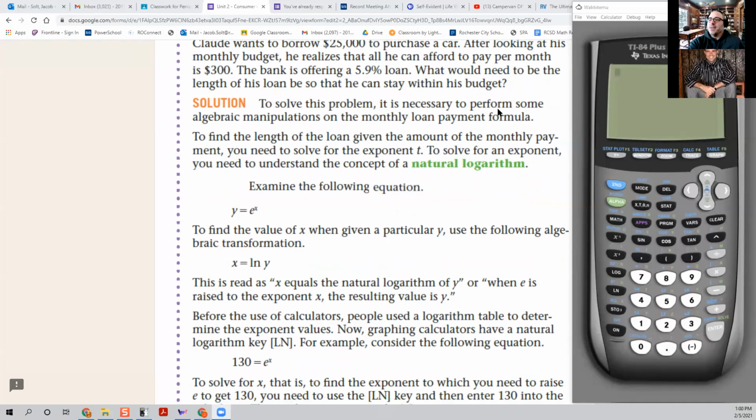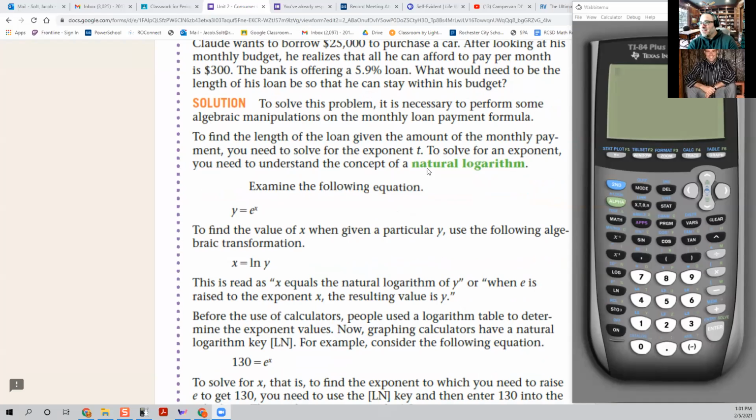To solve this problem, it's going to be necessary for us to perform some algebra. Remember, algebra is that manipulation of equations. So on the monthly loan payment formula, to find the length of the loan given the amount of the monthly payment, we're going to need to solve for this exponent t. To solve for an exponent, we're going to need to understand the idea of natural logarithms.